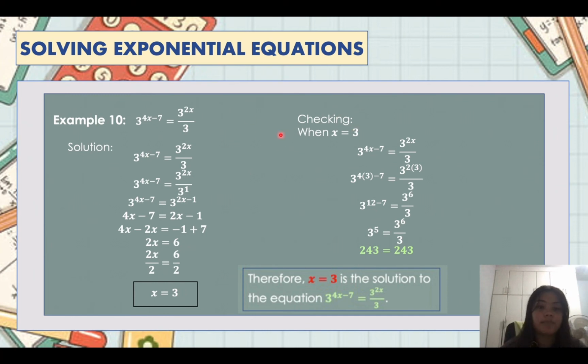Now for the checking. When x equals 3, it will have a result of 3 raised to the power of 4 times 3 minus 7 equals 3 raised to the power of 2 times 3 over 3. It will then result into becoming this one. Upon further simplification, we will have 3 raised to the power of 5 equals 3 raised to the power of 6 over 3, which is equal to 243. Therefore, x equals 3 is the solution to the equation 3 raised to the power of 4x minus 7 equals 3 raised to the power of 2x over 3.